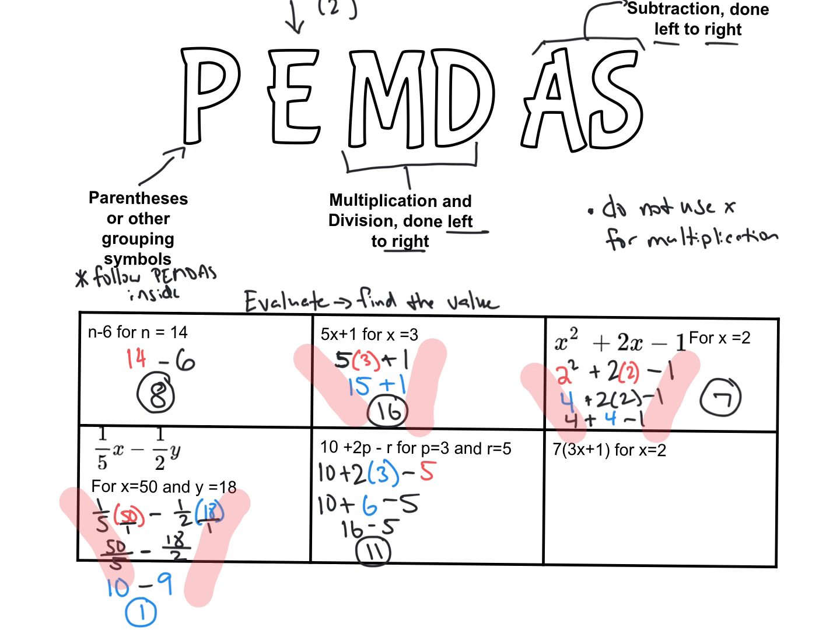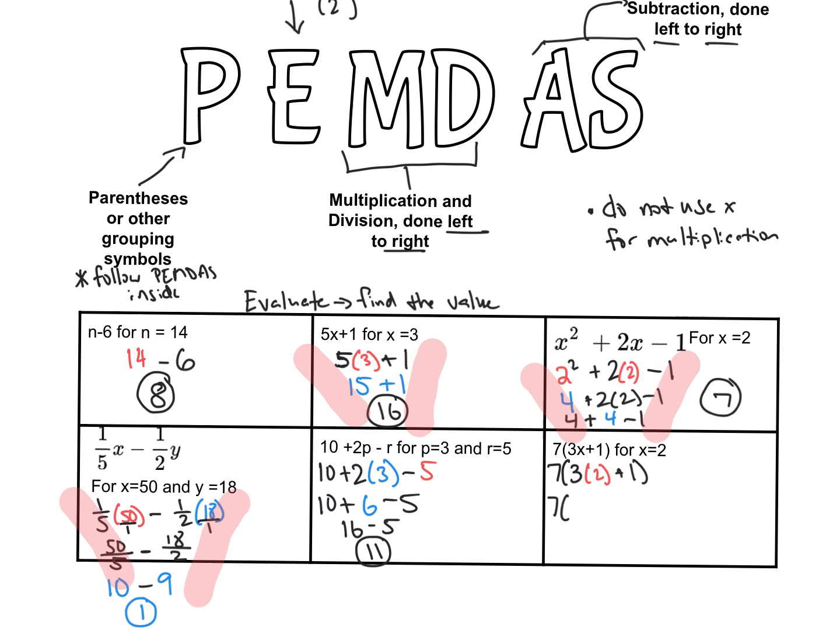All right, on this last one, it's 7 times the quantity of 3 times x. So x is 2 plus 1. Now notice we have parentheses within our parentheses, but in this case we're using our parentheses for multiplication. If you had a case where there was parentheses within parentheses, like I said, you follow order of operations, you would do the innermost parentheses first and then work your way out.